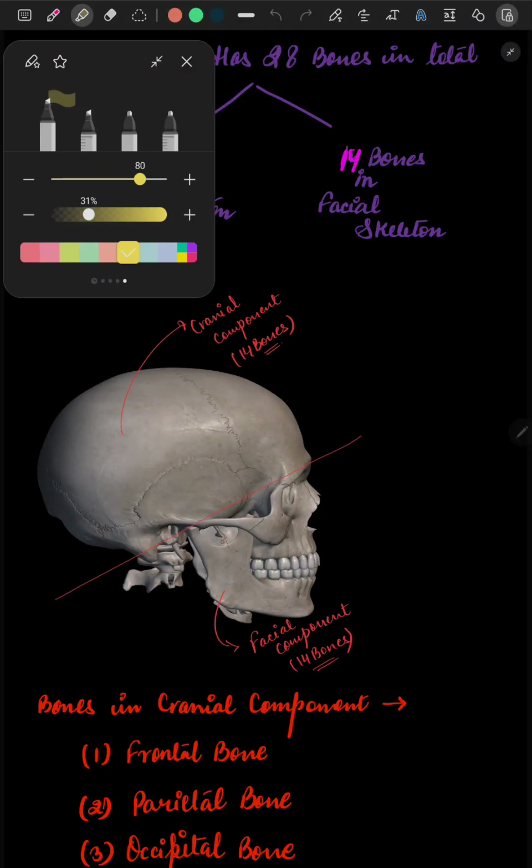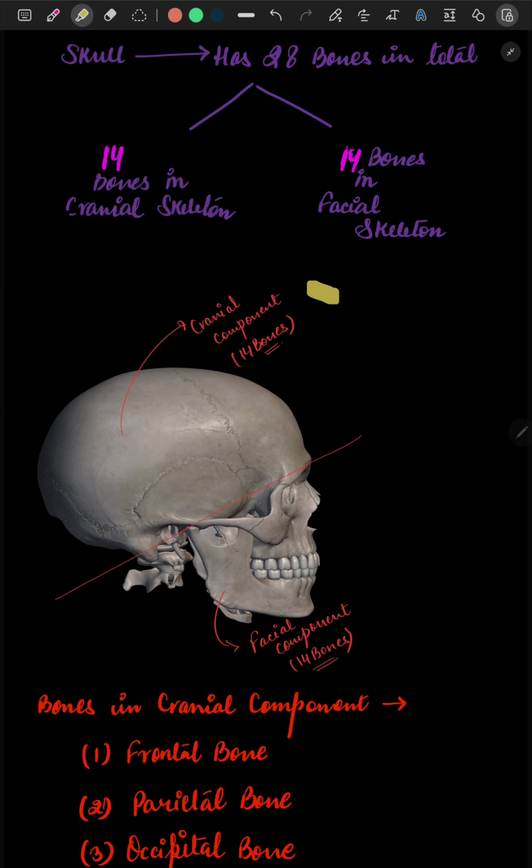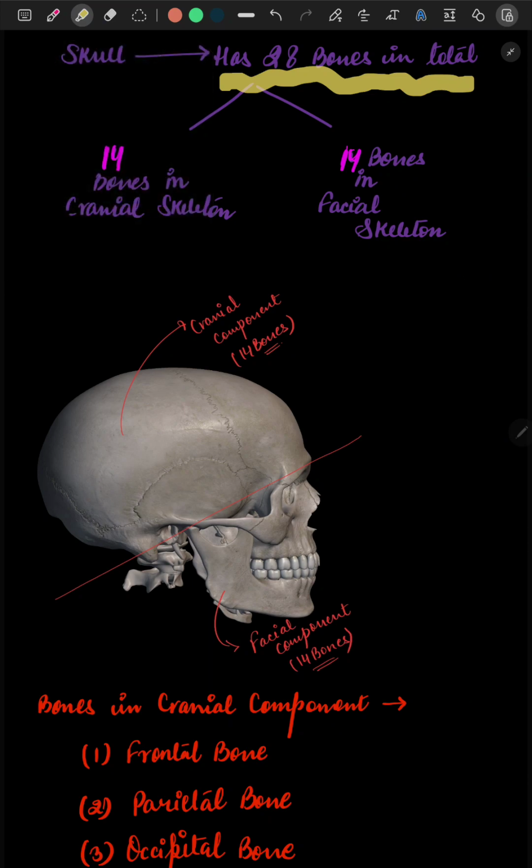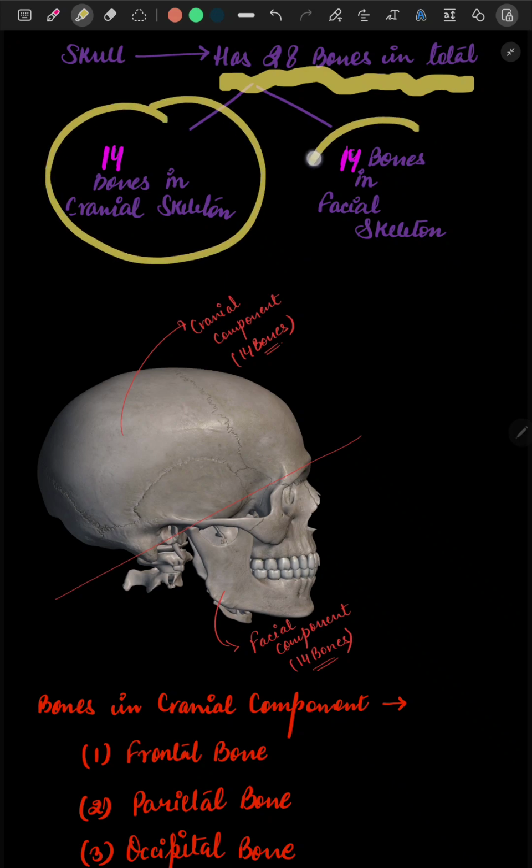Today we will be looking at the bones which come together to form the skull. As you know, the skull is made up of 28 bones in total. Out of these 28 bones, 14 form the cranial skeleton and the remaining 14 form the facial skeleton.